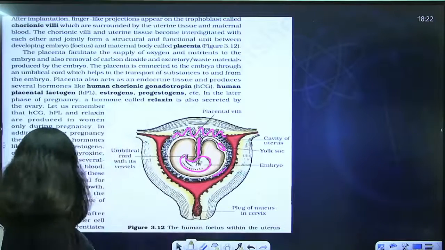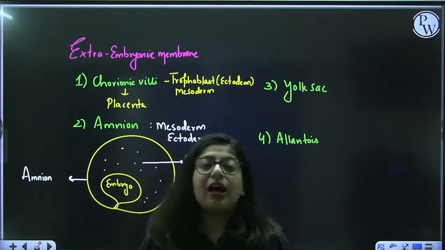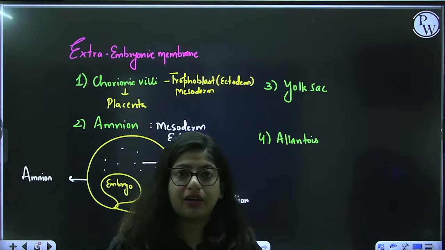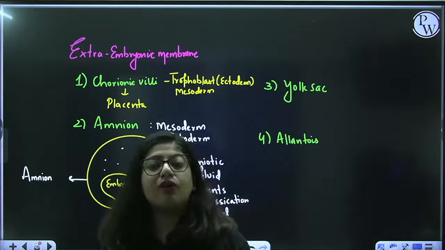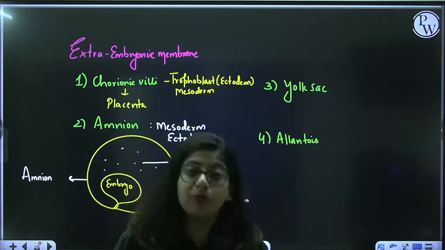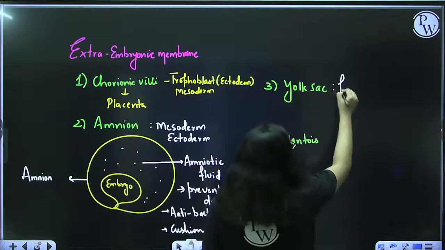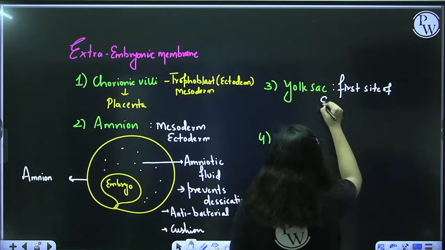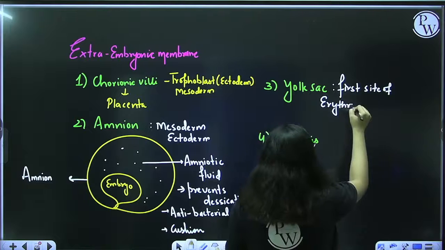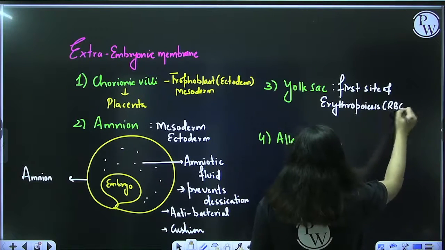Okay. So the yolk sac has a very important role. It is the first site of erythropoiesis. The RBC formation starts in the yolk sac, because in the early stages there was no liver, there was no bone marrow, nothing was there. So the site of erythropoiesis in us is red bone marrow, but the baby does not have it. So this is the first site of erythropoiesis. What is erythropoiesis? RBC formation.